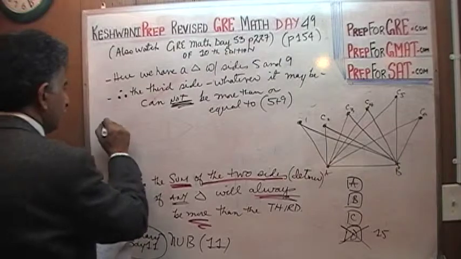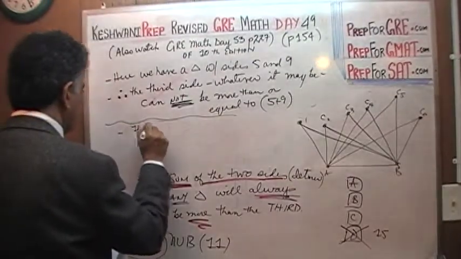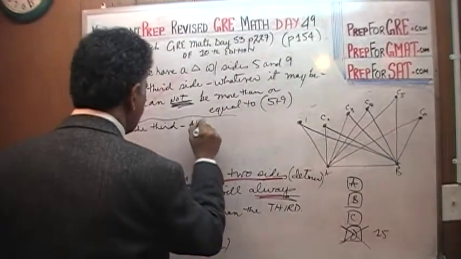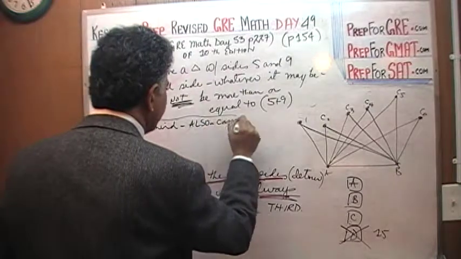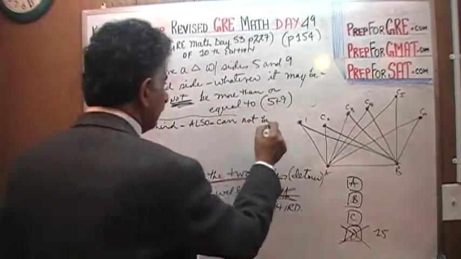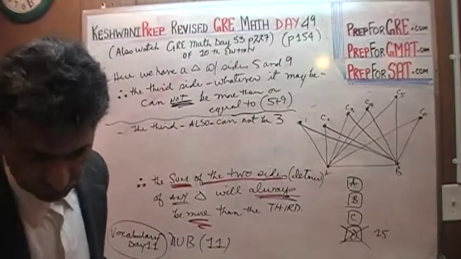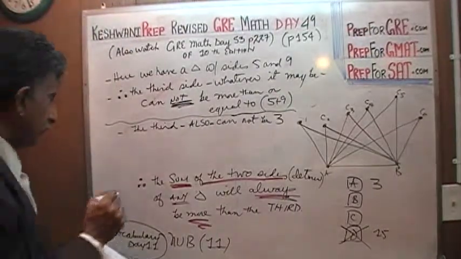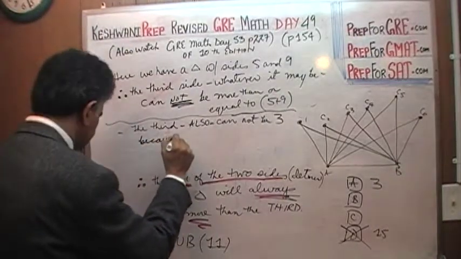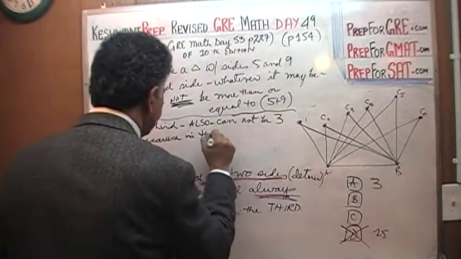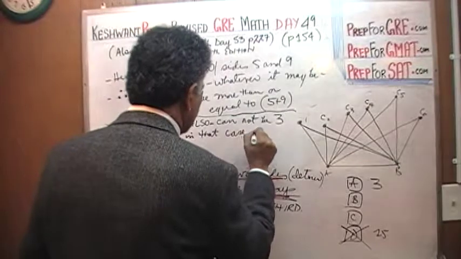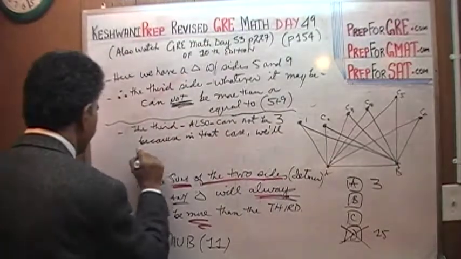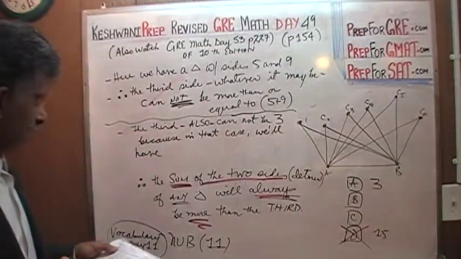The third side, let's continue here. The third side, the missing side we're talking about, also cannot be 3, which is our answer choice A. Why? Because in that case, what we will have is a triangle.